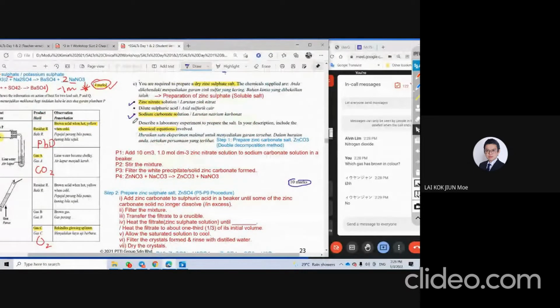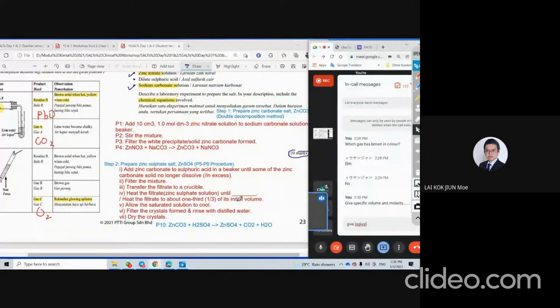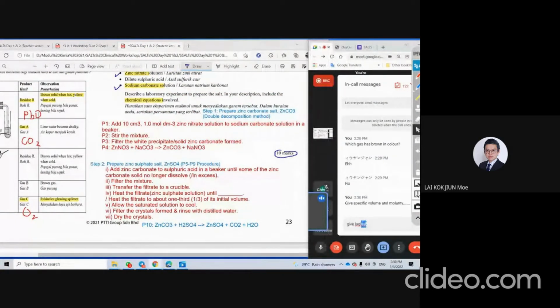So you must start here with 0.1, 0.2, 0.3, 0.4. First, you have to add in. You must give very specific, always I say give specific volume and molarity. This one must have in the SPM level. You must give whatever logical number. Do you think my answer is logical here? If you can spot any mistake from my 10 marks answer, you tell Mr. Lai here. Thank you very much.